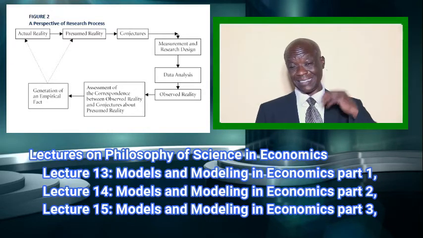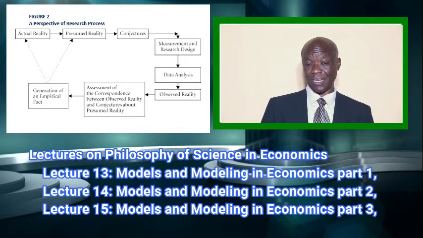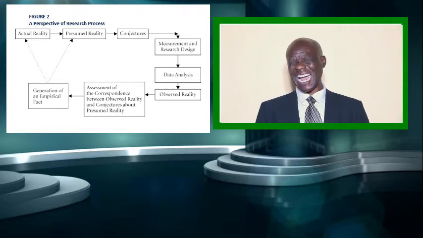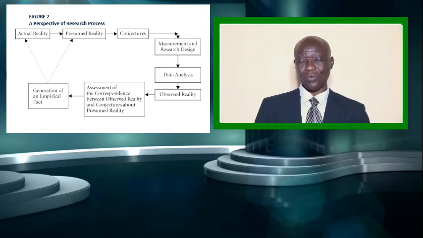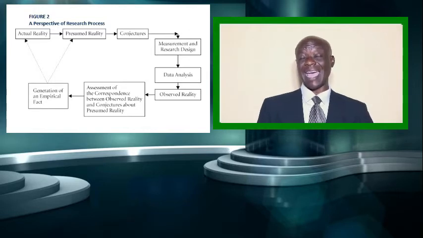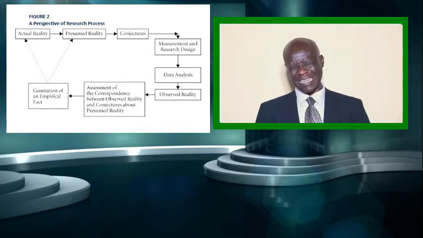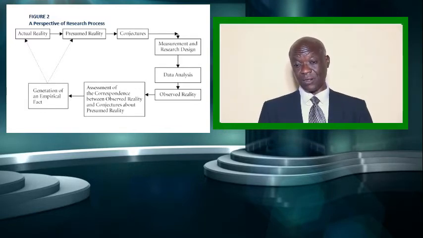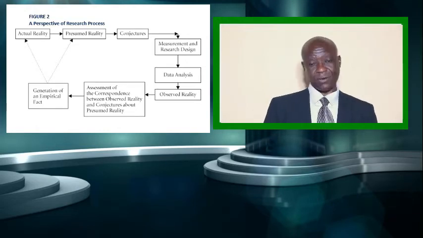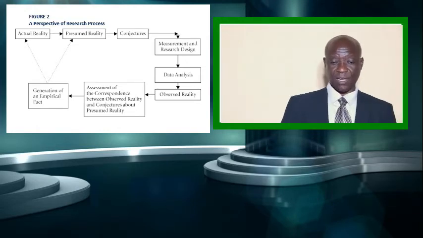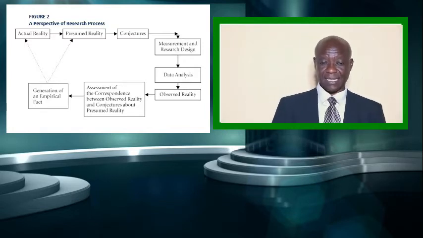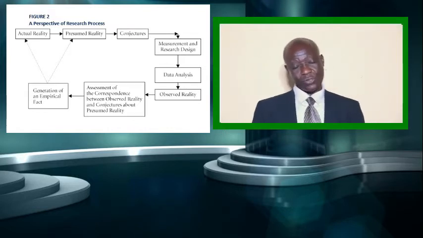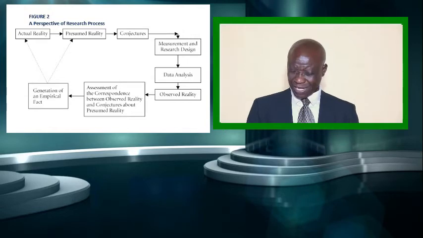So what I did discuss in lectures 13, 14, and 15 under philosophy of science in economics, on models and modeling, was actually helping us to come up with the models that represent reality, and in so doing, we were dealing with the conceptual part, which forms what we call theory building. So as you can see, this is very important. Conjectures must be developed, and then at the end of the day, conjectures must be tested, ladies and gentlemen. So again, when you look at that diagram, figure 2, you see the entire research process there.